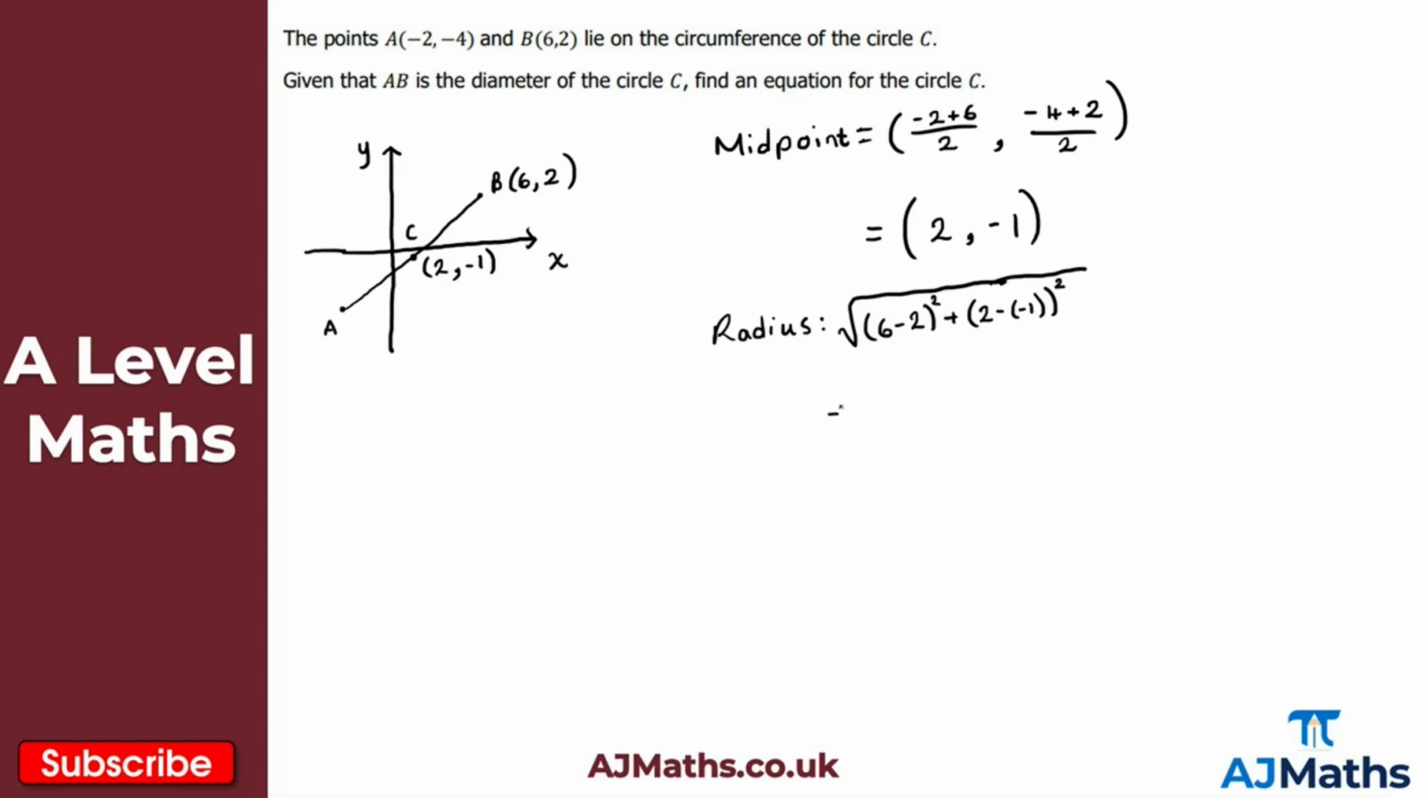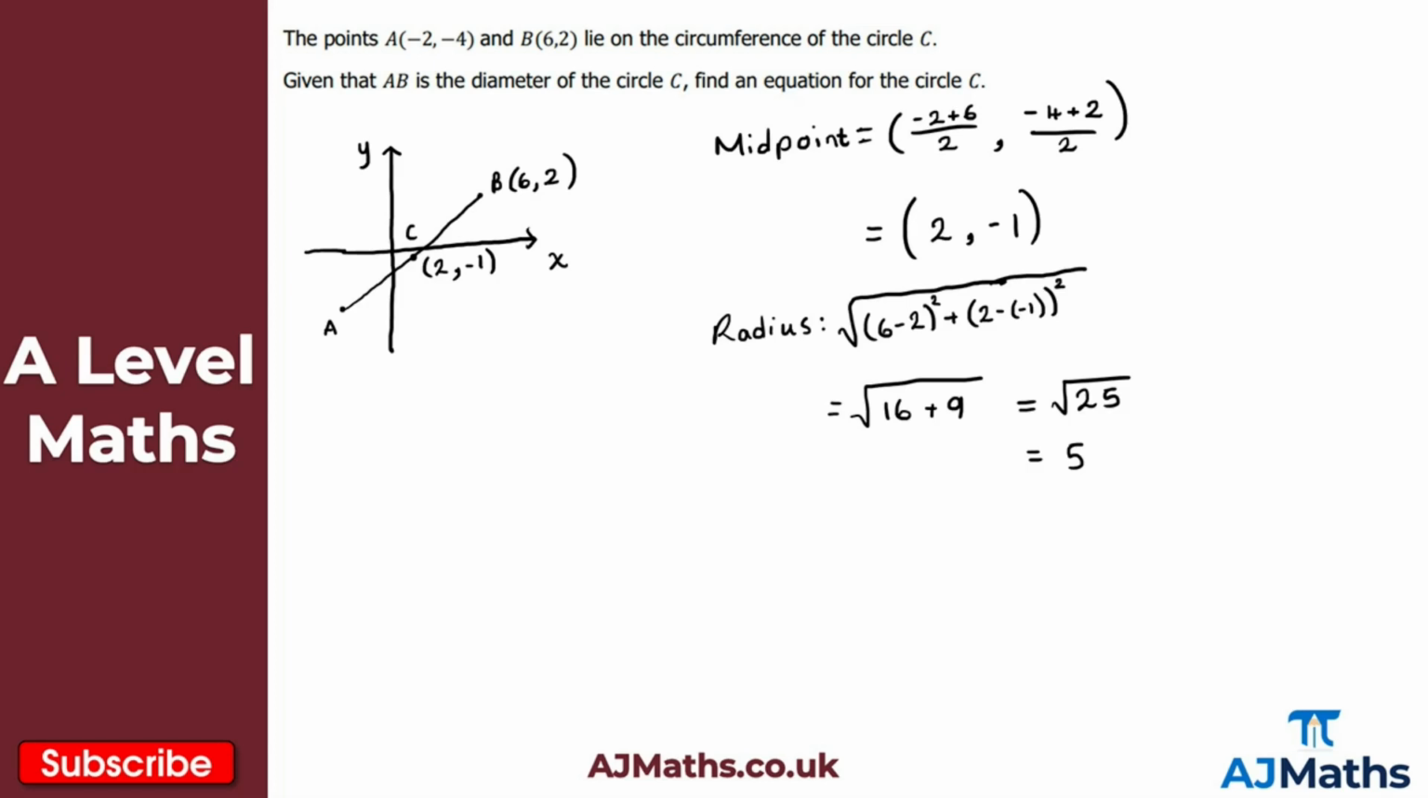So we're going to get the square root of 6 minus 2 squared, so that's 4 squared, which is 16. I then do 2 minus -1, so that's going to be 3, and 3 squared is 9. I get the square root of 16 plus 9, which gives me the square root of 25, which in this case is going to give me 5. So what I know then is the length from here to here, this radius, is 5 units.